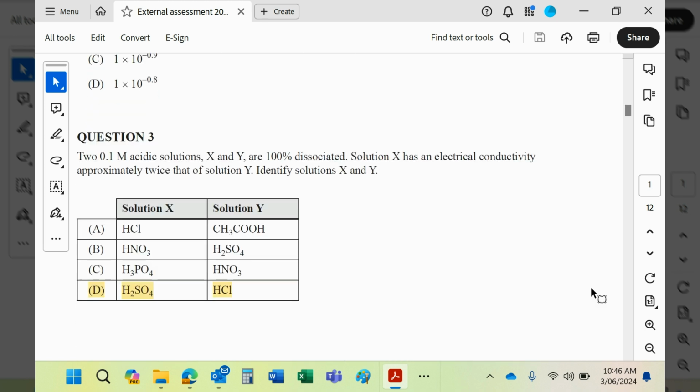Question three, two 0.1 molar acidic solutions are 100% dissociated. Solution X has an electrical conductivity twice that of solution Y. Identify solutions X and Y. You'll see I've highlighted the acids sulfuric and hydrochloric, because when sulfuric acid ionizes or dissociates, it's going to produce twice as many hydrogen ions as HCl. It says they're both 100% dissociated, so again, you're looking for two strong acids. And again, D fits that category.